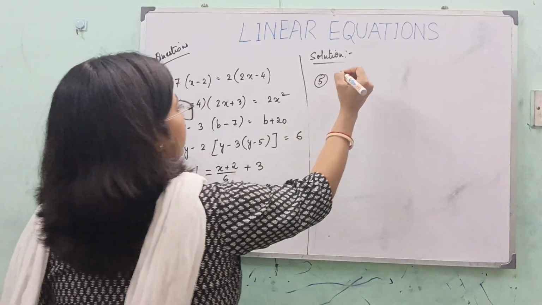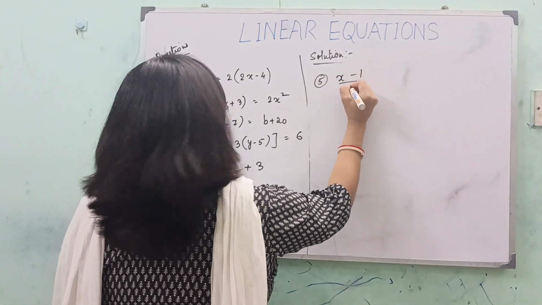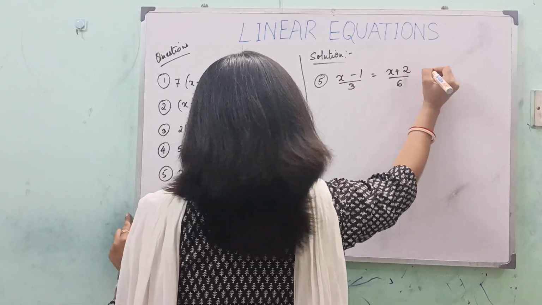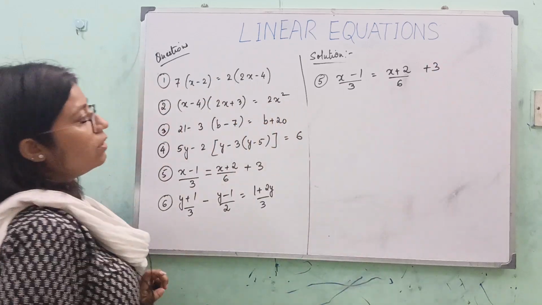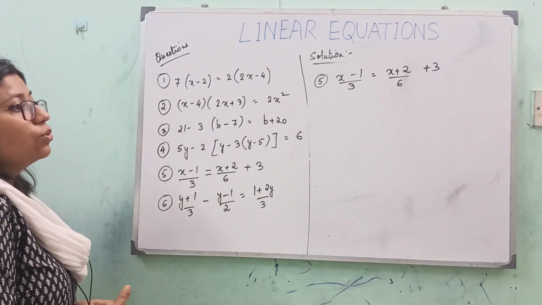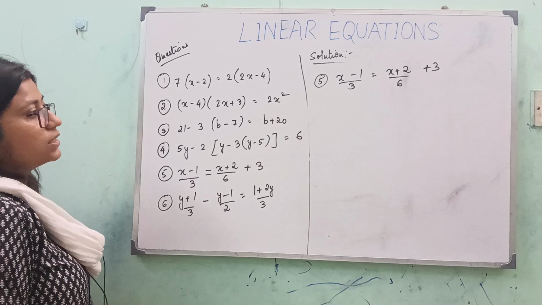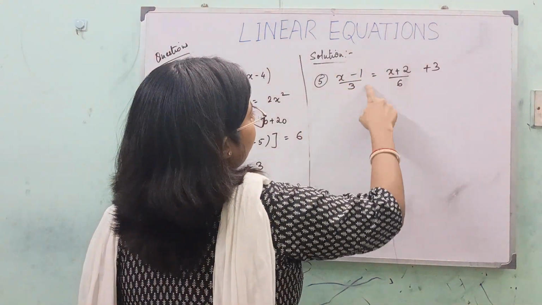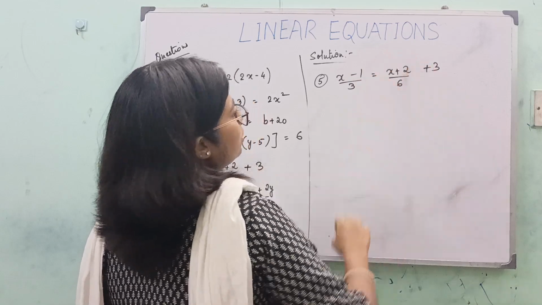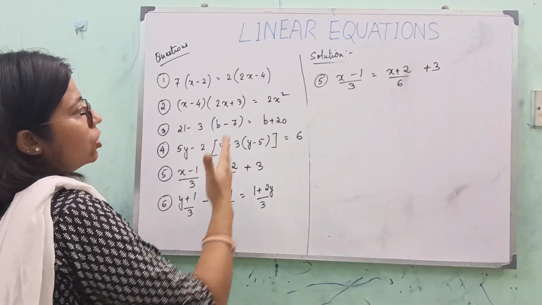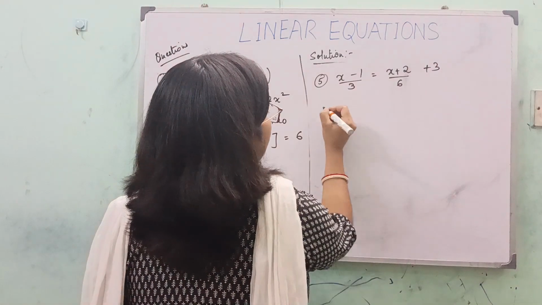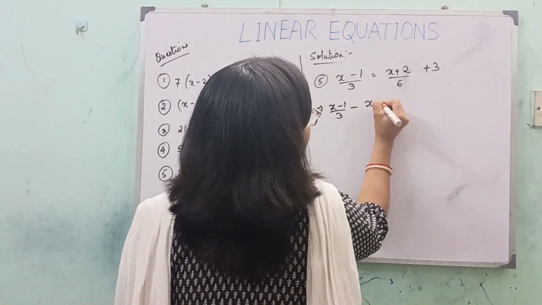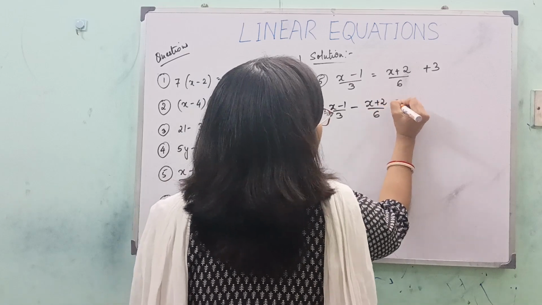Okay, you see over here the fifth sum looks somewhat like fractions. So we will solve it with the rules that we follow while solving fractions. I have a term consisting of x here, and a term consisting of x on the right hand side as well. So we will collect these terms and bring them to one side. So (x minus 1) by 3 minus (x plus 2) by 6 equals 3.